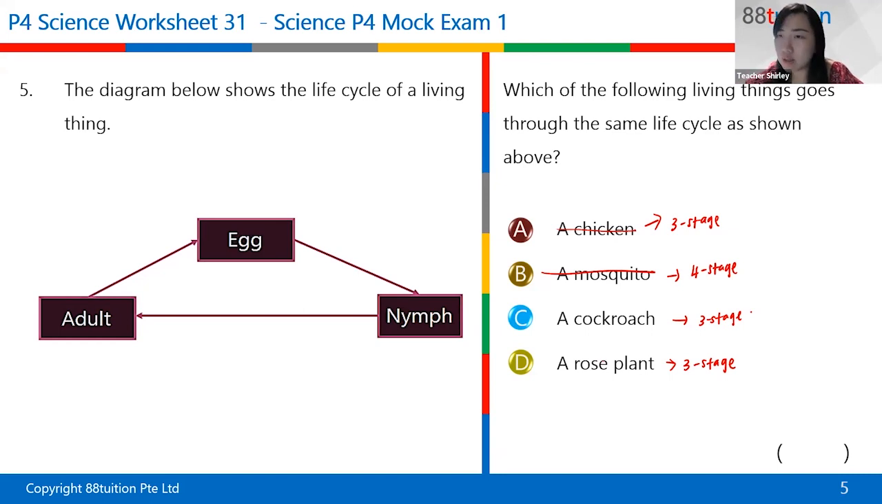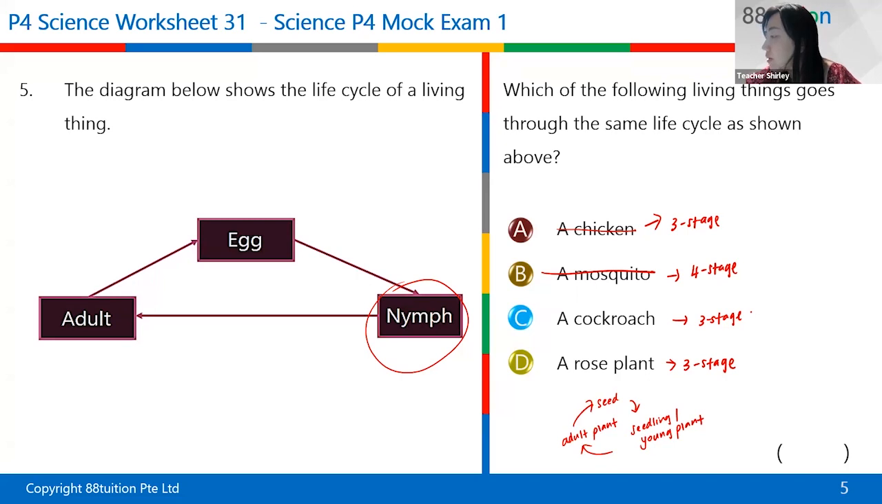Okay. Why is plant out? Because a young plant, we also don't call it a nymph. See? A young plant is actually just a seed, then seedling. Sometimes we call it just a young plant, then your adult plant. Okay. So that's it. And the answer would be a cockroach. There you go.